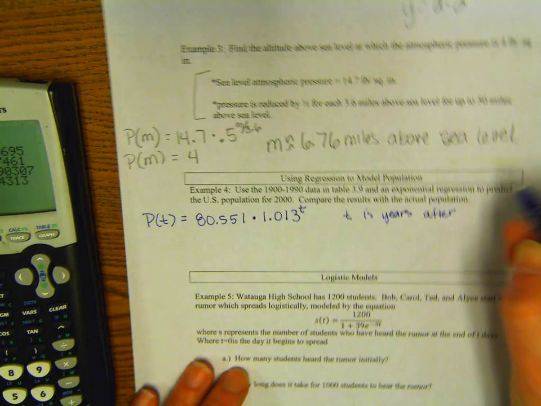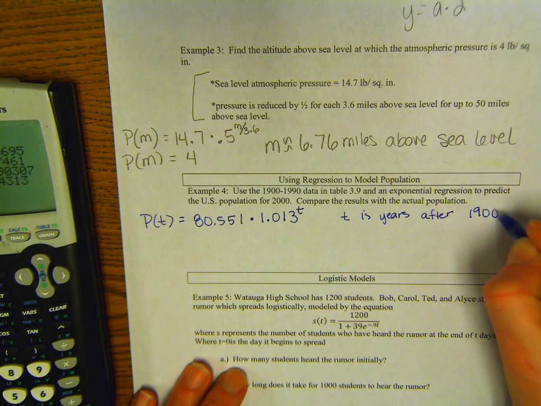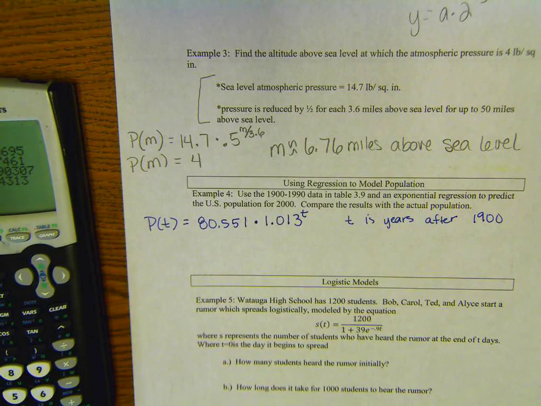And let's write down that we said T is years after 1900. The question was, we're going to use this to predict the population in 2000. It's not really predicting, it's calculating. And we're going to compare it with what the table actually says it is. One thing I want to point out to you, there's a pretty key thing in the table. What's in the parentheses after it says U.S. population? In millions. So these are in millions. Okay.